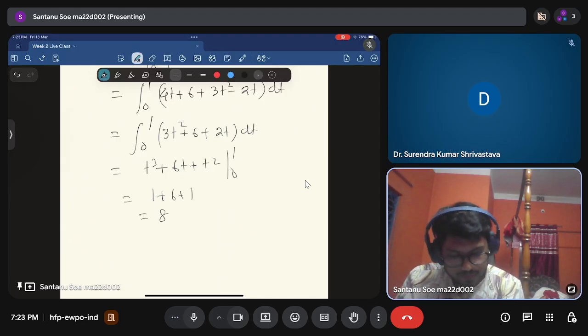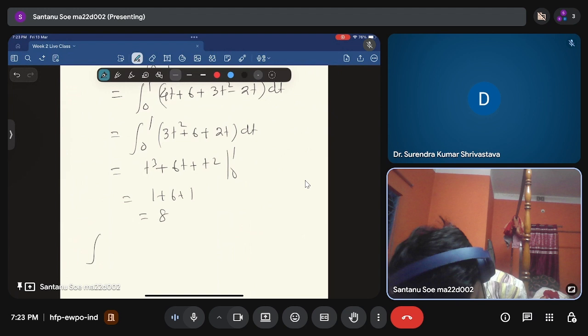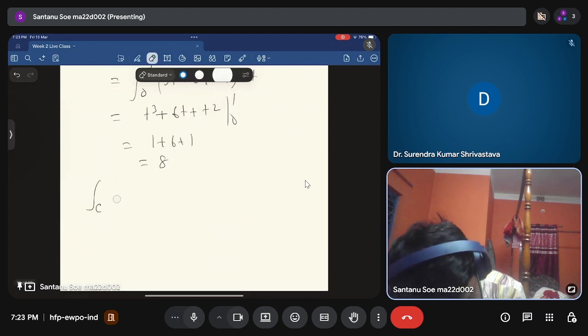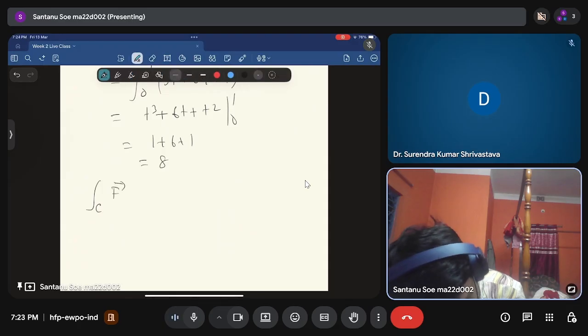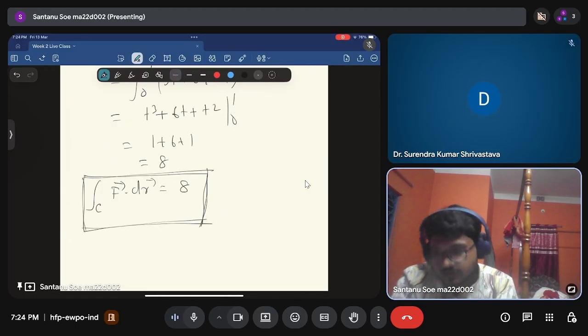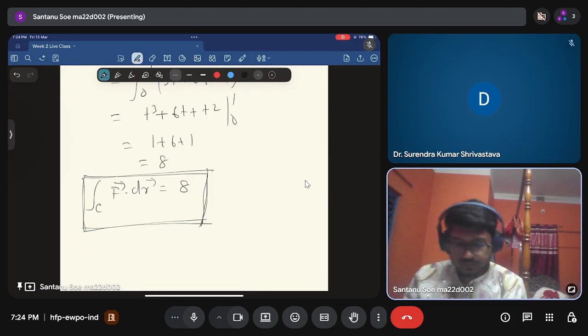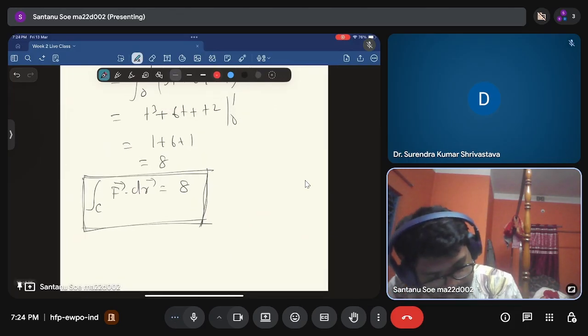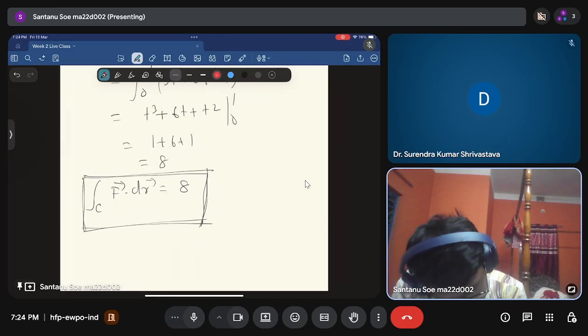Okay. So in this case, the integration over C of F dot dr is simply 8. So I hope this is clear. So now we're going to move on to the next question, which is question number 7.